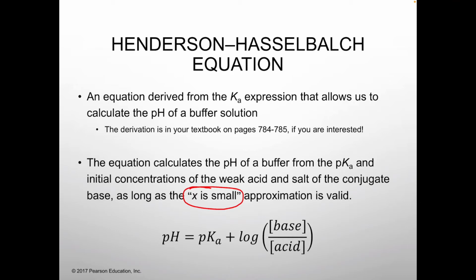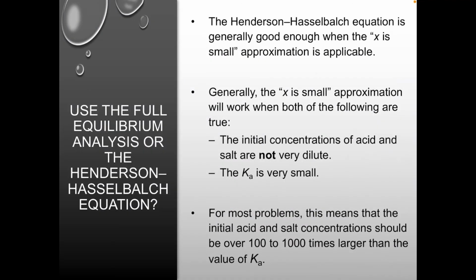When we can use that x is small approximation, we're looking for very, very small values of K. We're never going to use it for very large values of K because that would signify a strong acid or a strong base, and I just told you this can only be used for buffers. So this is when our K value is very, very small, times 10 to the minus 3 or smaller.